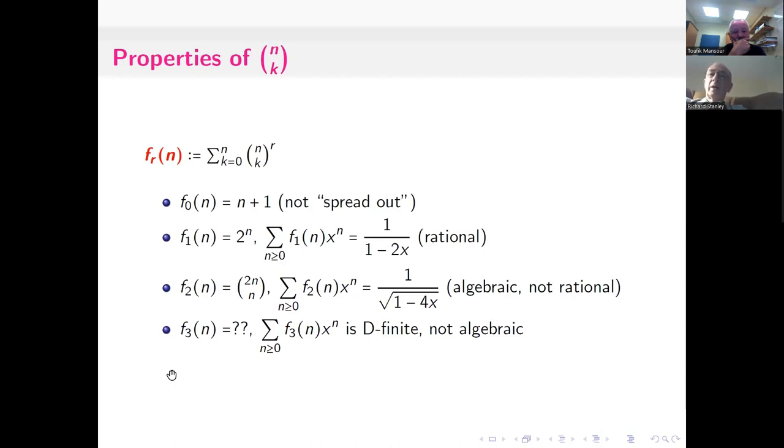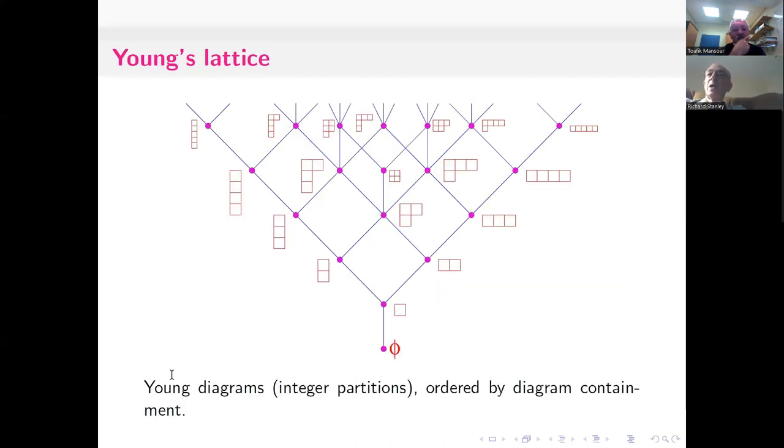So we can ask these questions for any poset, and often we get some very interesting results. So let's look at another very nice infinite graded poset, Young's lattice: just integer partitions ordered by diagram containment. Here I've shown it up to rank 5 with the Young diagrams of the partitions, and the partial ordering is by the containment of diagrams.